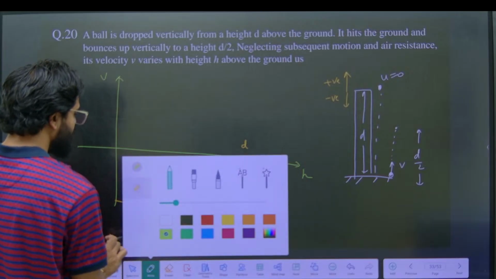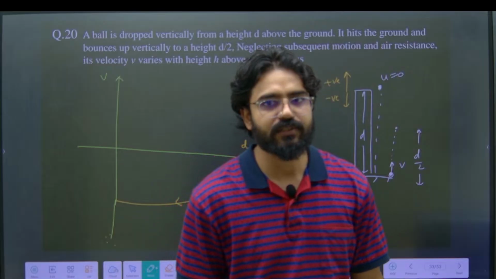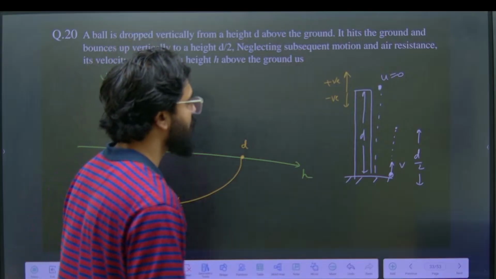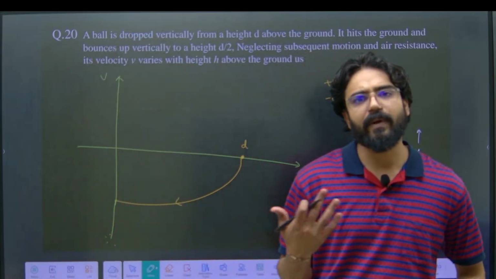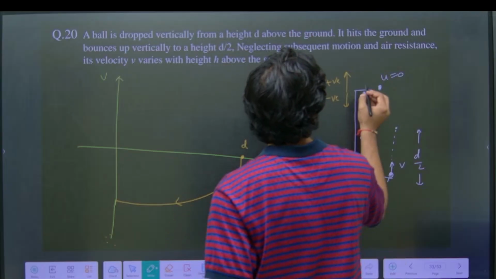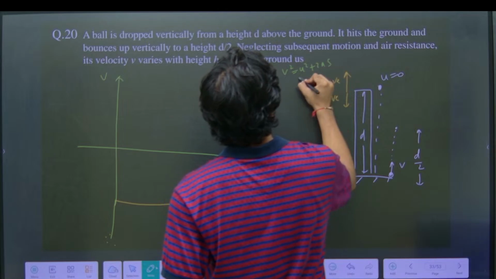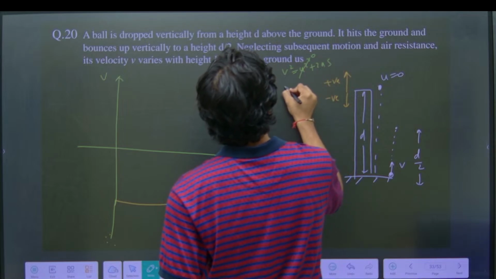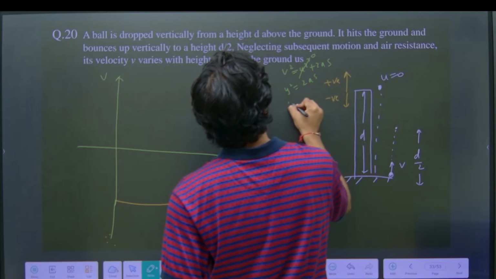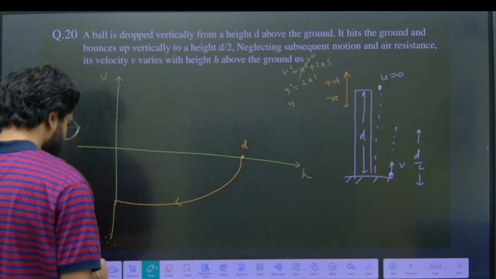Why is this the curve? Because v square equals u square plus 2as. It will be a parabolic curve. V square equals u square plus 2as, and u is 0. So v square equals 2as, so it is a parabola, right?